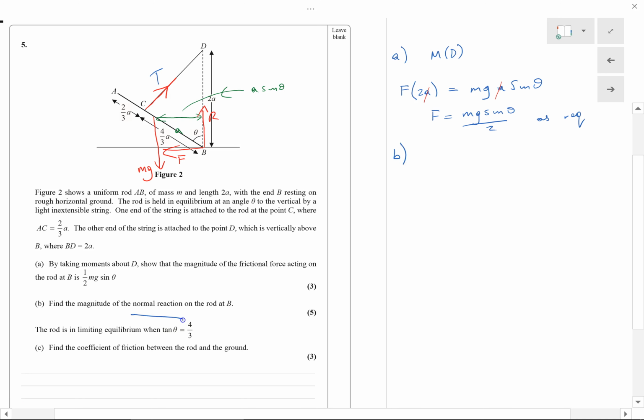It says find the magnitude of the normal reaction force. Now we've got F in terms of mg and sine theta. That's going to be useful. Now it might be tempting, as in most moments questions, to resolve vertically and horizontally because they're normally simpler equations to get. We normally want 2 or 3 equations at least, and resolving horizontally and vertically are 2 easy ones to get. But in this case, it would be a bit more problematic because it's not that straightforward to work that angle out.